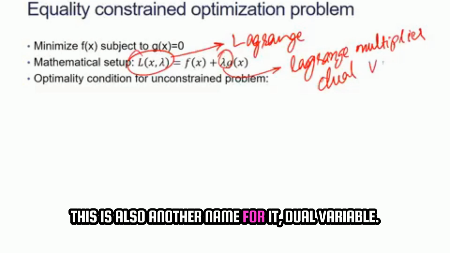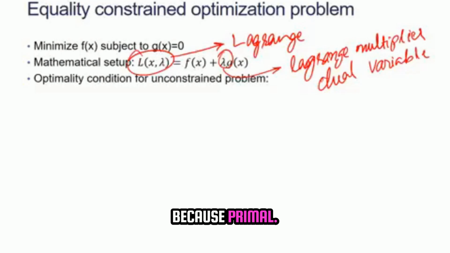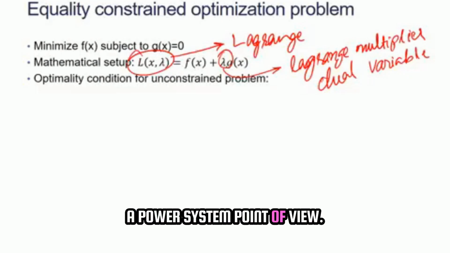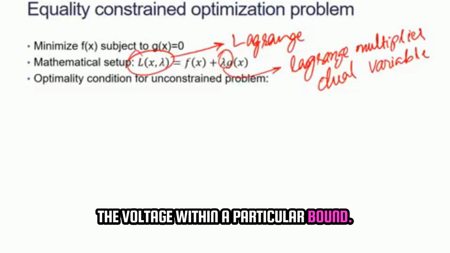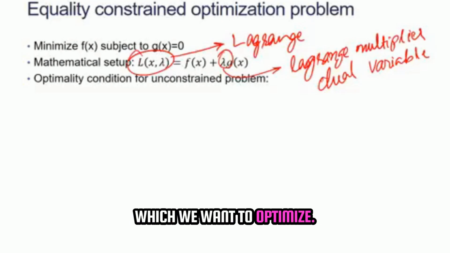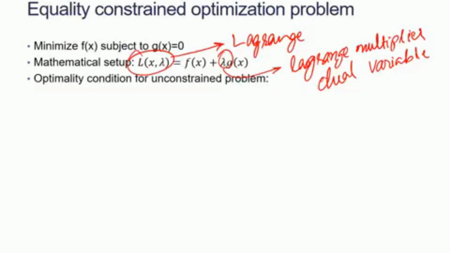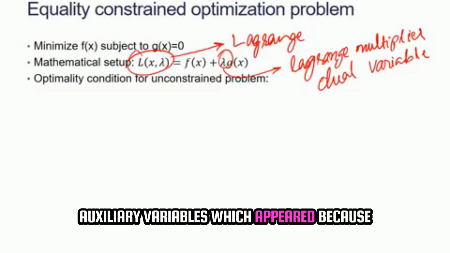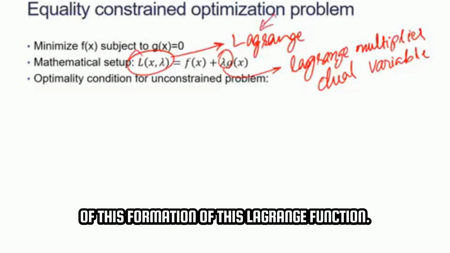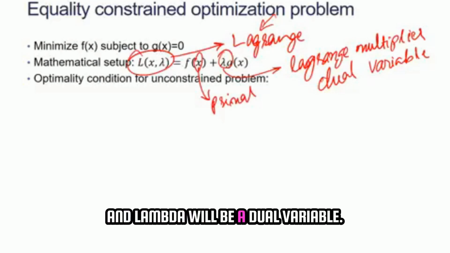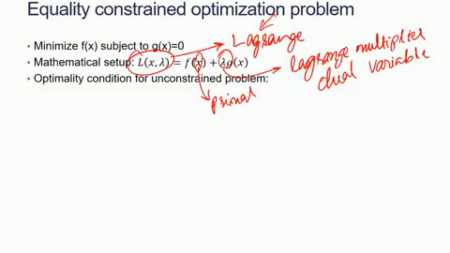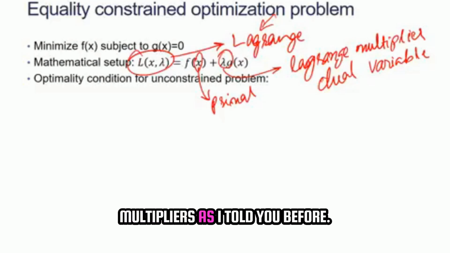This is also another name for it, dual variable, because primal variables are, from a power system point of view, like we want to minimize the generation, or keep the voltage within a particular bound. Those are the main variables which we want to optimize. But these lambdas are auxiliary variables which appeared because of the formation of this Lagrange function. So that's why we call them dual variables. So here x is a primal variable, and lambda is a dual variable. We can also call lambda a Lagrange multiplier, as I told you before.